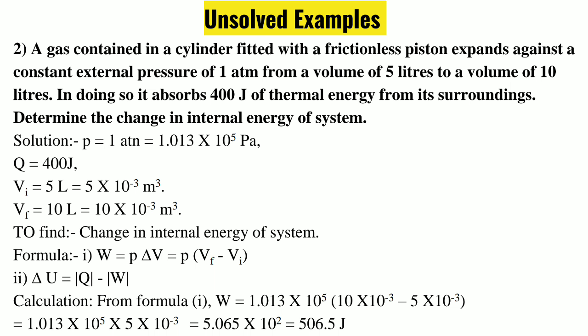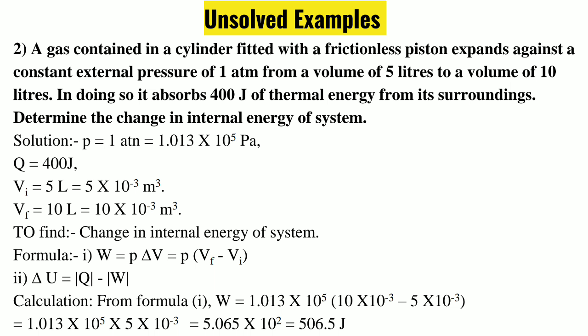I will read the question again. A gas is contained in a cylinder fitted with a frictionless piston. A gas is there which is fitted inside the cylinder, and the cylinder has a piston which can expand. It is expanding from 5 liter to 10 liter when we are providing an atmospheric pressure of 1 atm.